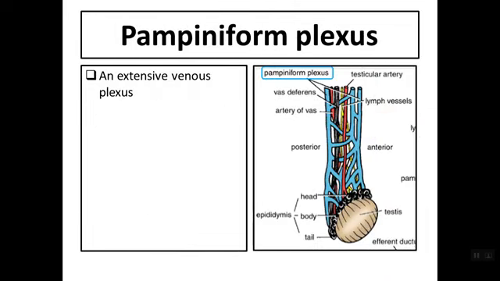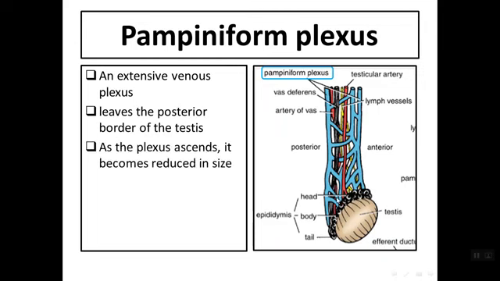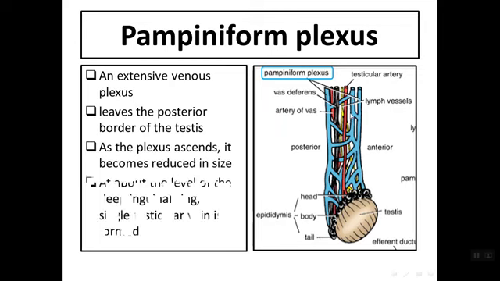Pampiniform plexus. We can see here that we have one testicular artery, but at this region we don't have a testicular vein. We have a plexus of veins. We have an extensive venous plexus called the Pampiniform plexus surrounding the artery. It leaves the posterior border of the testis. As the plexus ascends, it becomes reduced in size, and at about the level of the deep inguinal ring, a single testicular vein is formed.